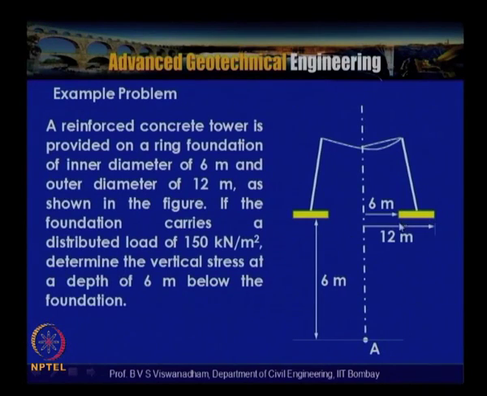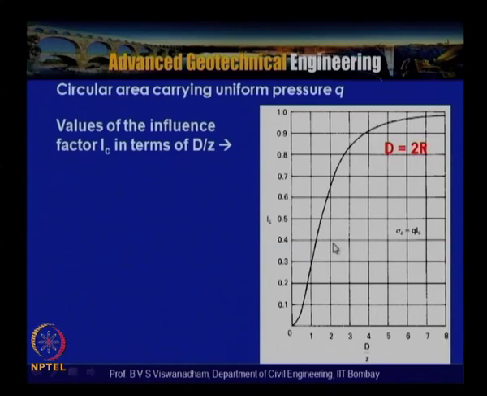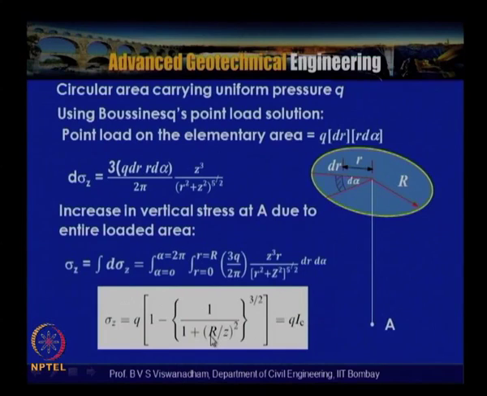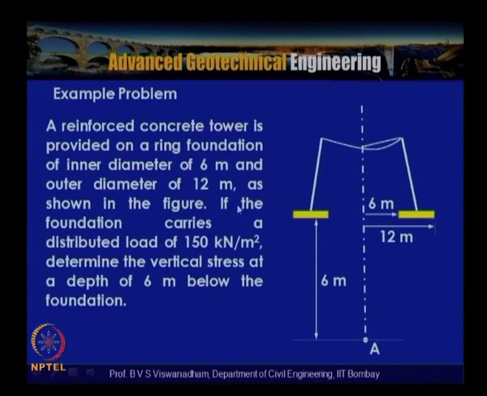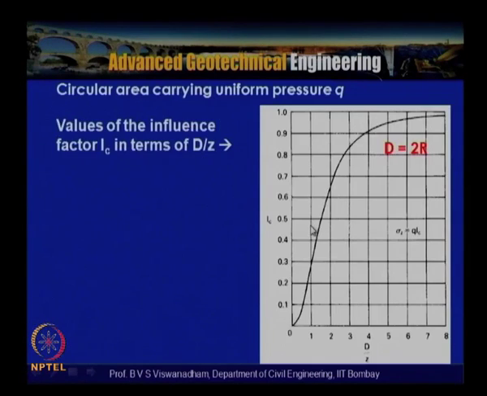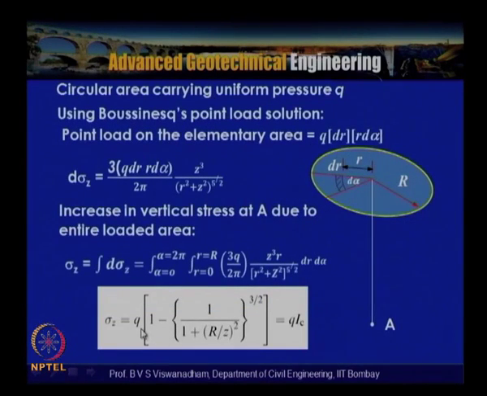the ring foundation. So we need to use the same equation. In case of R, first we use 12 meters, then we get sigma z1, then afterwards we use R equal to 6 meters, then we get the vertical stress, that is q into 1 minus 1 by (1 plus (12 by 6) whole square) to the power 3 by 2, minus q into 1 minus 1 by (1 plus (6 by 6) whole square) to the power 3 by 2.